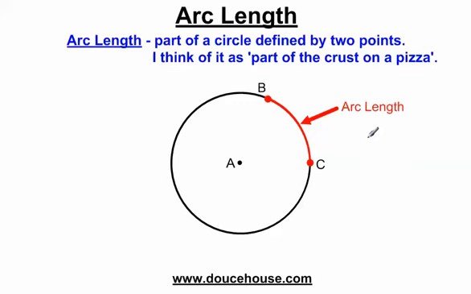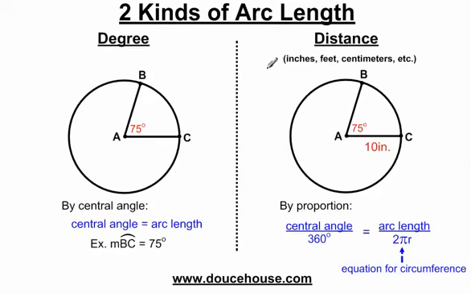And so whenever we want to find part of the distance around a circle, we refer to it as arc length. I often think of this as pizza. Let's say I had a slice of pizza and went from A to B and A to C, and I was just trying to measure the distance of the crust. Well, then that's another way of looking at arc length, like the length of a piece of crust on a pizza. So there's two kinds of arc length.